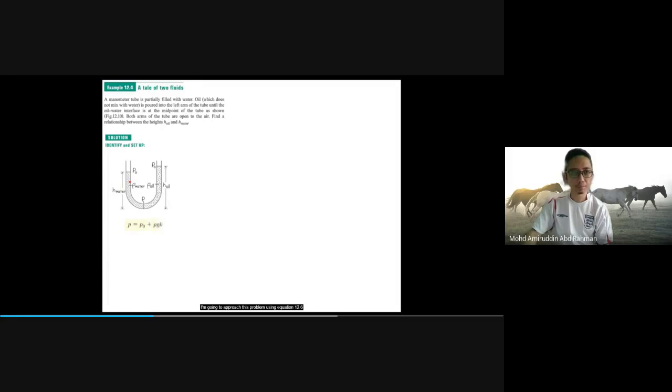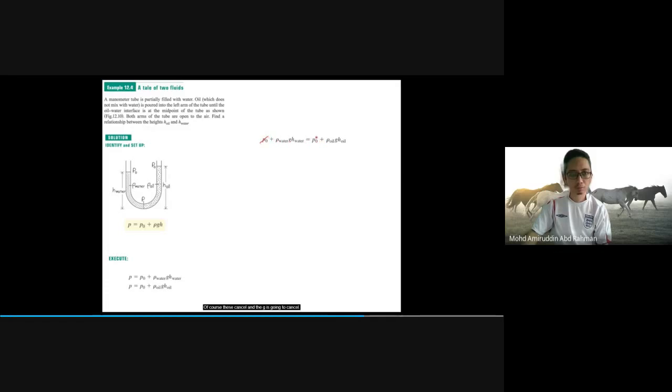I'm going to approach this problem using equation 12.6, which gives me the absolute pressure at a depth h in a fluid. I'm going to calculate the pressure at the bottom of the tube from two perspectives: one looking this way at a depth h water, and the other looking to the right at a depth h oil. I can immediately write down those two pressures as shown here, where P naught is atmospheric pressure at the top of both fluids. These two pressures have to give me the same value at the bottom of the tube for the system to remain in static equilibrium, so I set them equal to each other.